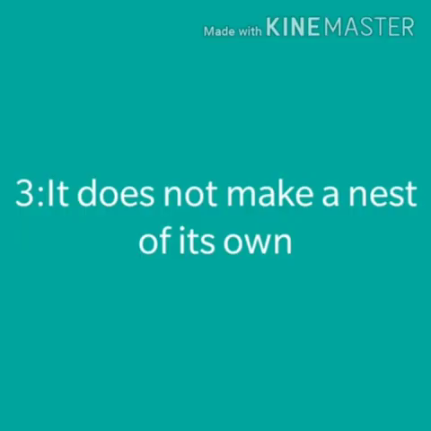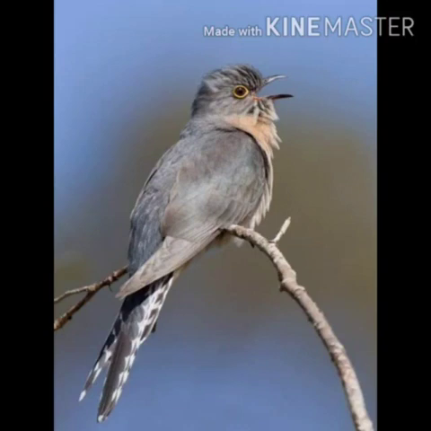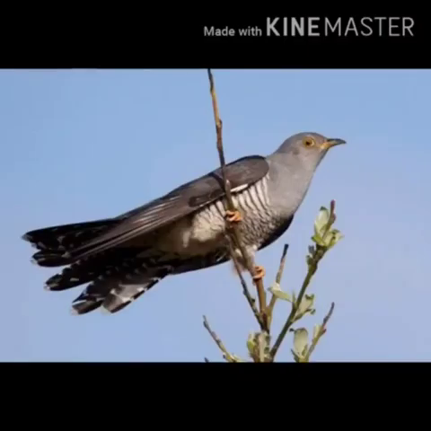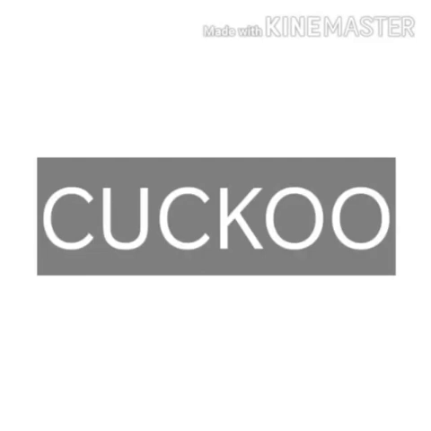Okay. So next let us see the third one. It says it does not make a nest of its own. So where is 3 in the column? Look at 3 and look at the picture. Do you know this bird? It starts with the letter C and ends with the letter O. So which is that bird that does not make its own nest? It is cuckoo. What is the spelling of cuckoo? C-U-C-K-O-O, cuckoo. It usually lays its eggs in the nest of the crow. So the answer is cuckoo.